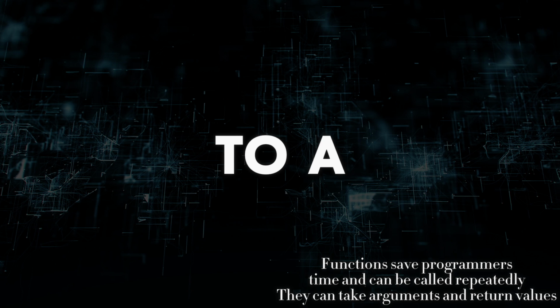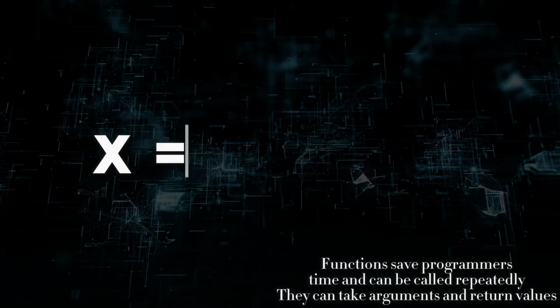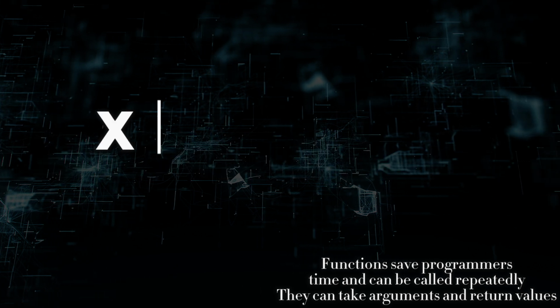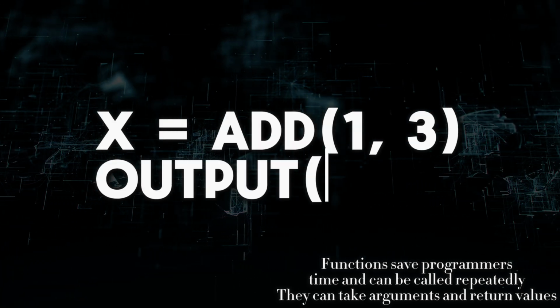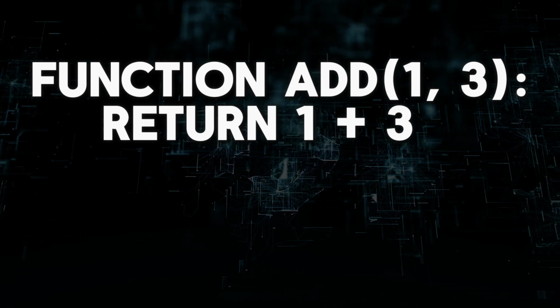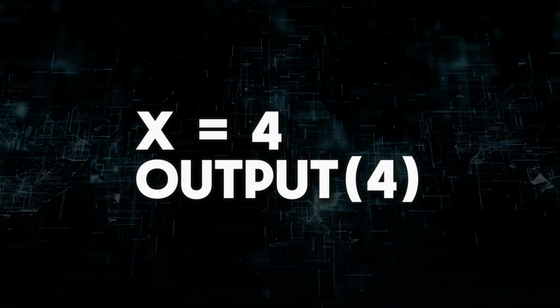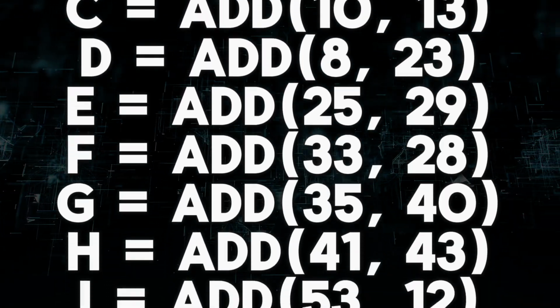When we return a value from a function, the value we're returning is essentially stored inside the function. So we can put that function in a variable or output it. Say x equals add(1, 3), output x. This would output 4 because a and b are 1 and 3, and we're returning a plus b, which is 4. The value of 4 is then stored in x, and we can output that value. We could also call add again and again with different values.